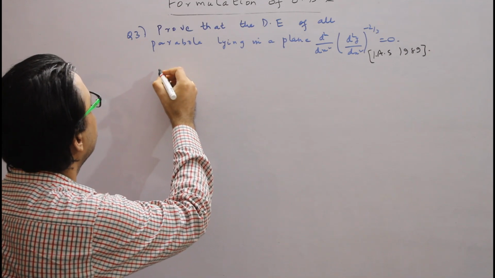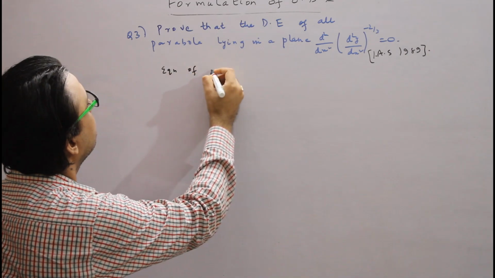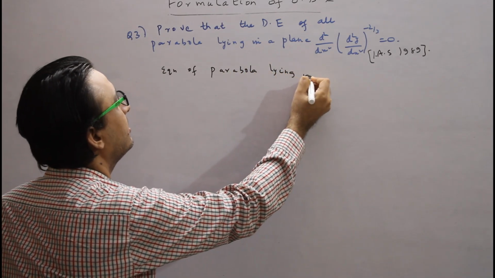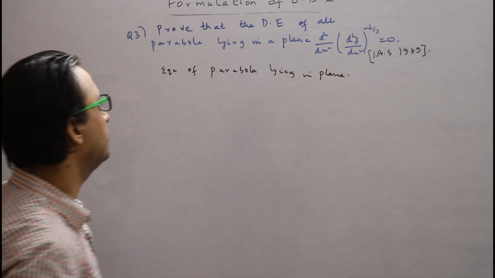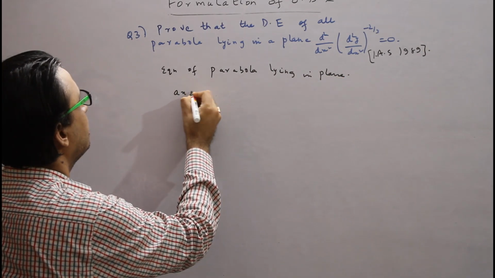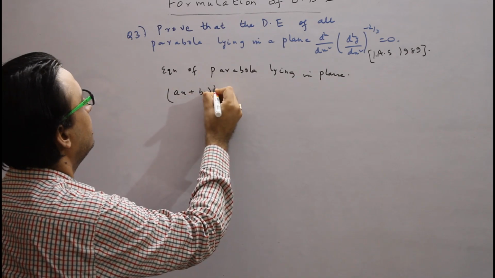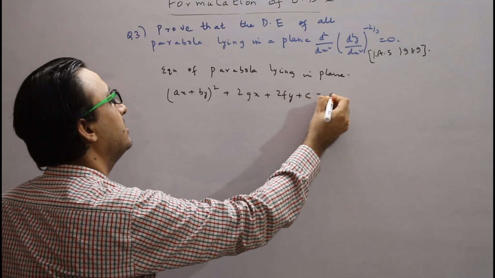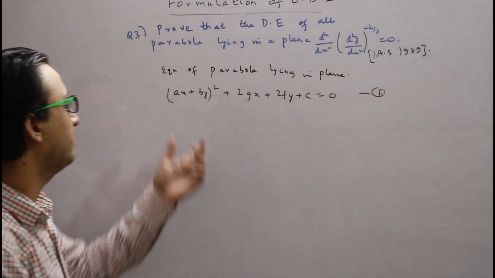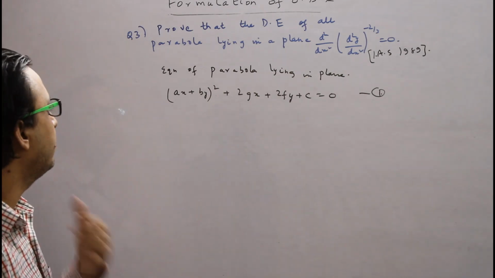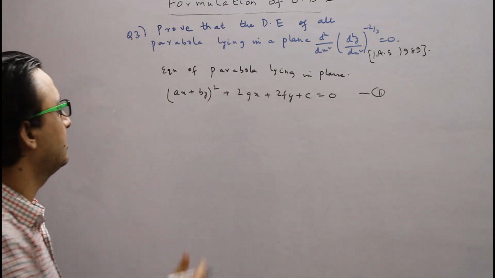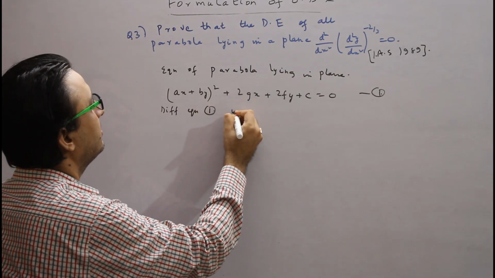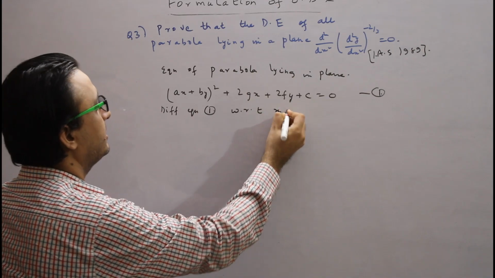So the equation of a parabola lying in a plane, that is a general equation, is (ax plus by) whole square plus 2gx plus 2fy plus c is equal to 0. This is the general equation that we are writing. Now we will differentiate it. Differentiate equation 1 with respect to x.